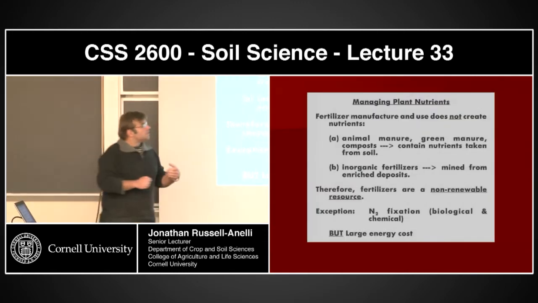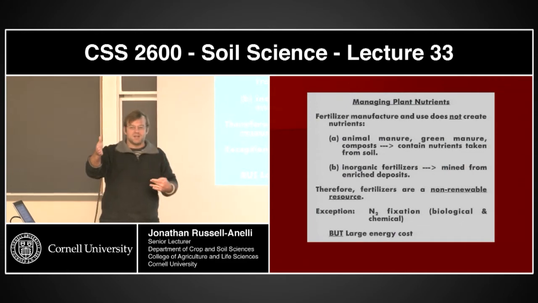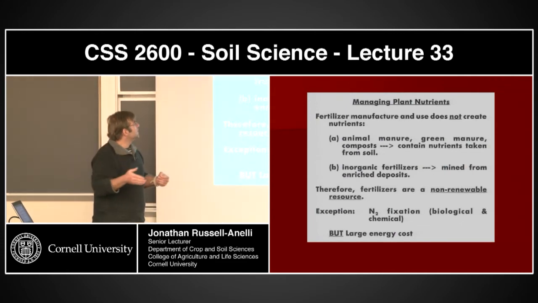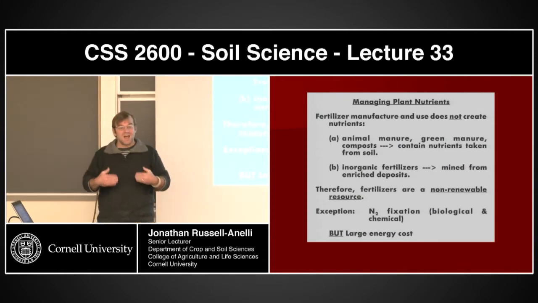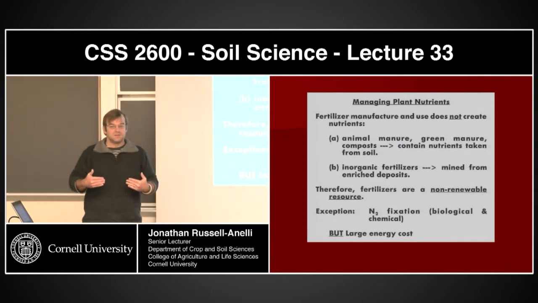So this actually segues right back into the pot experiment. But managing these plant nutrients, you have to think about where we are getting these nutrients. Certainly we can get them from organic sources, but we also can get them from inorganic sources, and we can get them from manufactured sources versus natural sources. Fertilizer manufacture and use does not create nutrients. They're basically harvesting and concentrating.